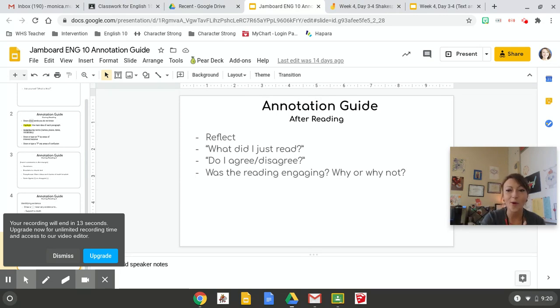This is something we'll practice over and over, because this is a skill you really can practice through your whole education.